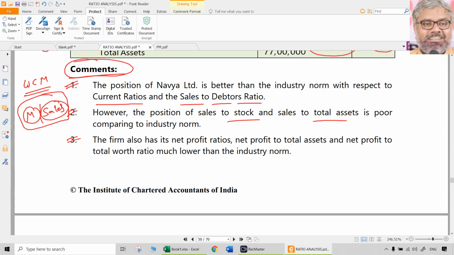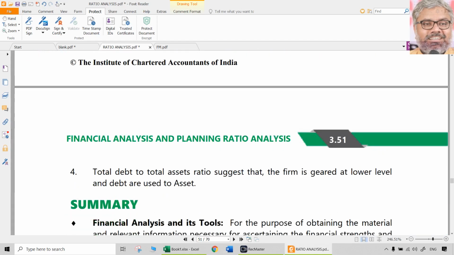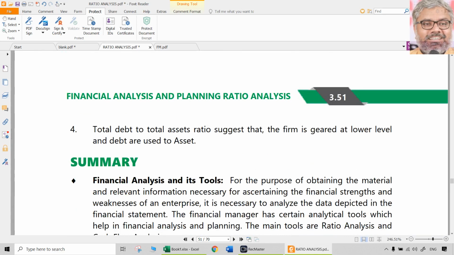And also the net profit ratio and the net profit to total assets and net profit to total worth are much lower than the industry norm. Very bad performance. So the financial performance of the company is poor when compared with the industry, because all the profitability ratios are very much lesser than the industry norms.